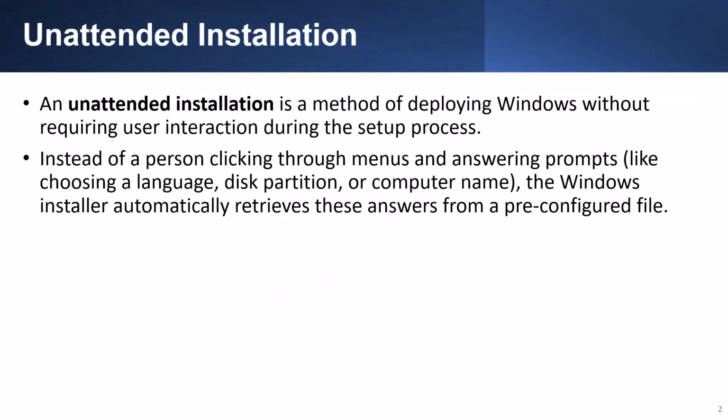An unattended installation is a method of deploying Windows without requiring user interaction during the setup process. Instead of a person clicking through menus and answering prompts like choosing a language, disk partition, or computer name, the Windows installer automatically retrieves these answers from a pre-configured file.